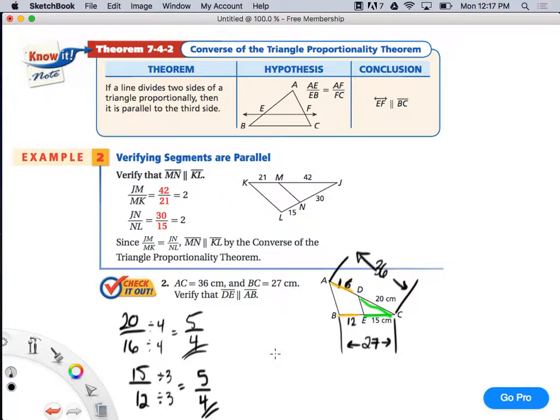Okay, does that make sense to you guys? You see what we're doing? We're just comparing the ratios to make sure that they're the same. If they're the same, what does that mean? It means that DE is parallel to AB. Does that make sense? All right.